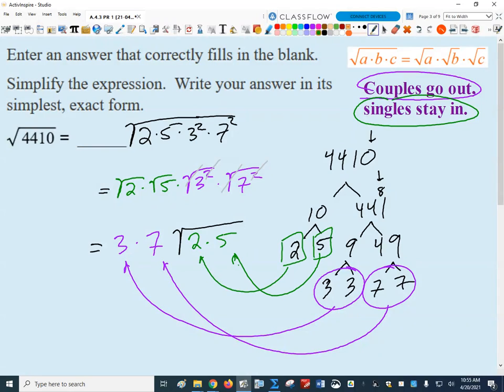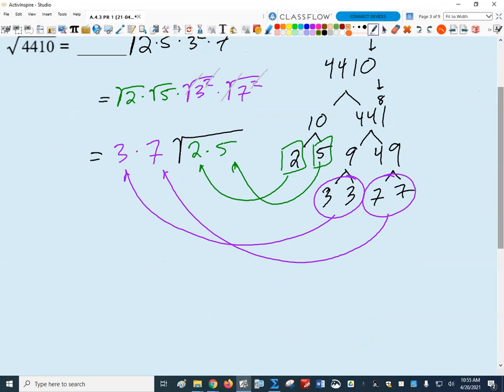So we can do as big a number as you want to deal with. By making a factor tree, we can take any square root and simplify it pretty easily. Okay? So our final answer then, we could go one step further, couldn't we?